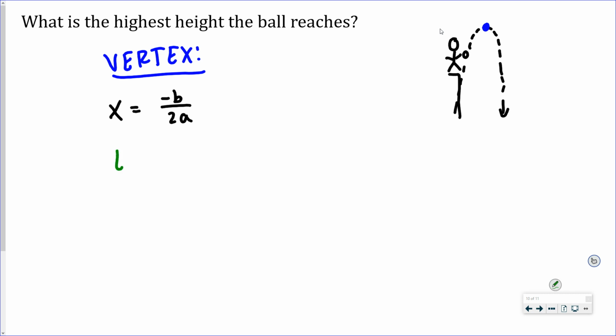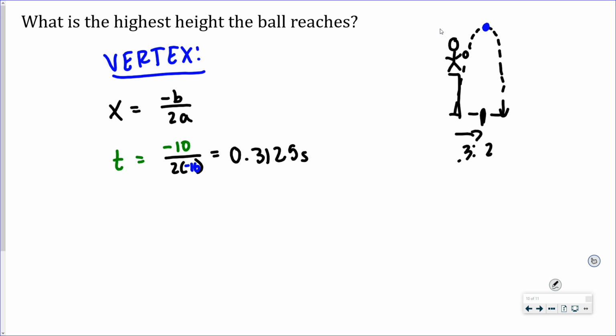So my time is my x. The opposite of b is negative 10. It's almost like a little piece of the quadratic formula, over 2a. A is negative 16. This just gives me my time. I get 0.3125 seconds. So that's the time after which it's the highest, 0.3125 seconds.